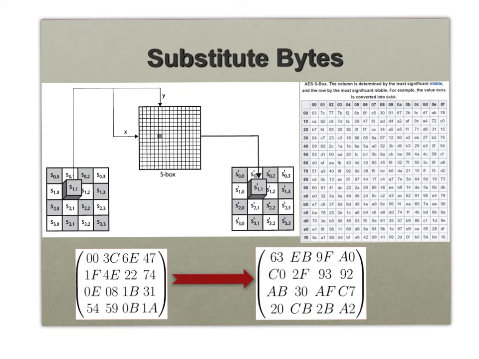So for example, 0 and 0: we say 0 here and 0 here. So we convert 00 to 63. Then the second byte is 3C, so we get 3 and C, which gives EB, and so on. It's a very simple substitution based on a fixed lookup table. So this is the S box substitution.